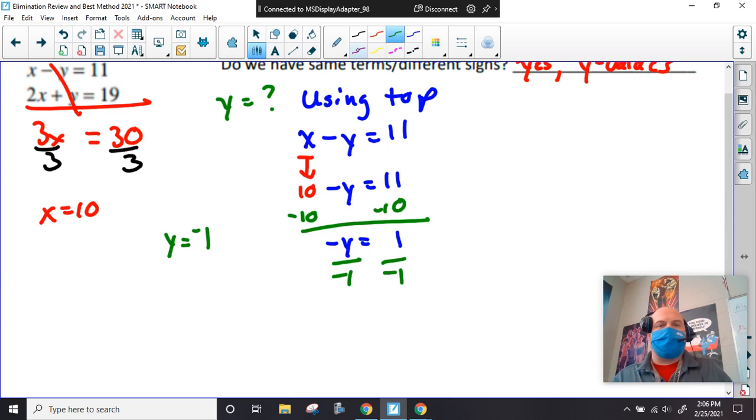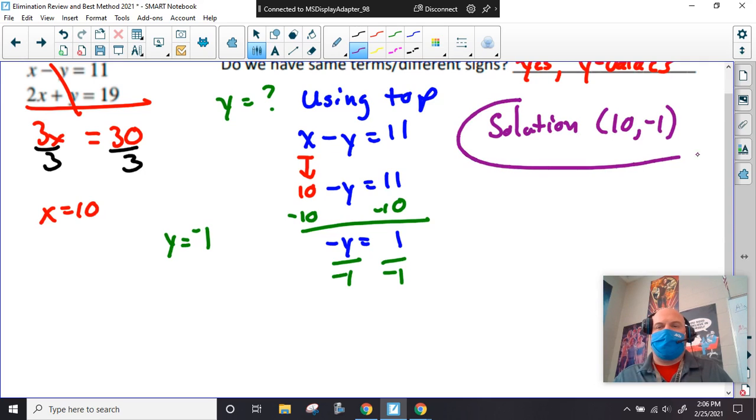So in this solution, we have (10, negative 1).